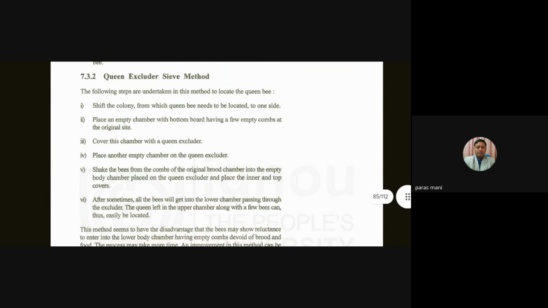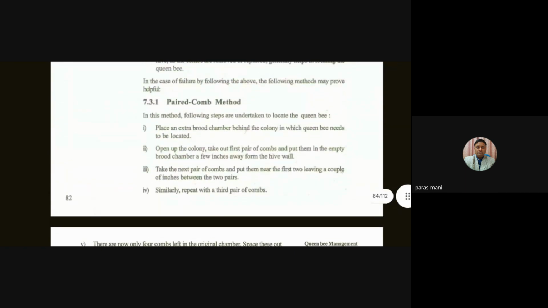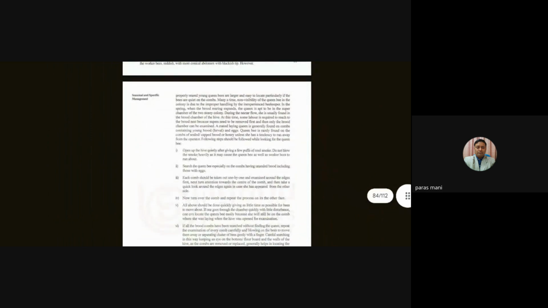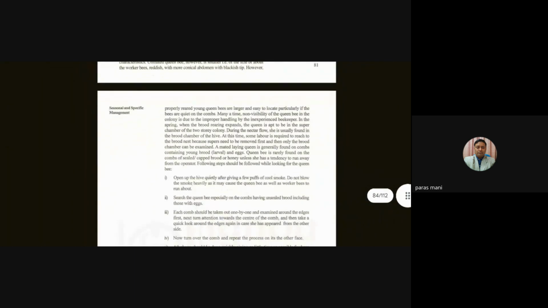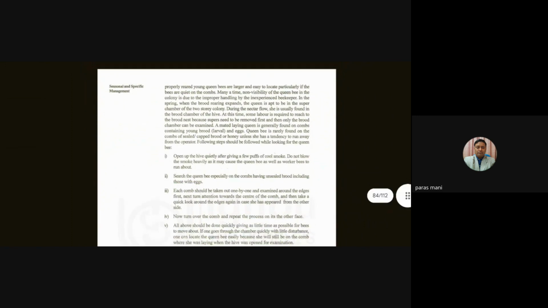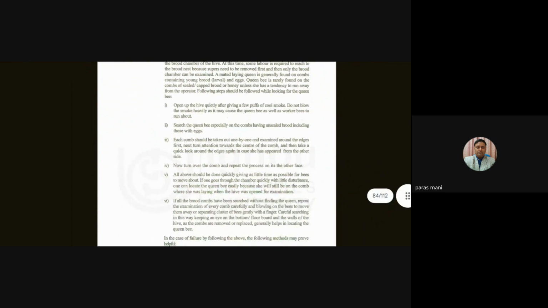Usually these methods are followed only if you are unable to locate the queen. Usually you will be able to locate the queen by your observation itself. By keen monitoring, within 5 minutes you will be able to observe the queen, and you can capture the queen very easily. This will be very mild.